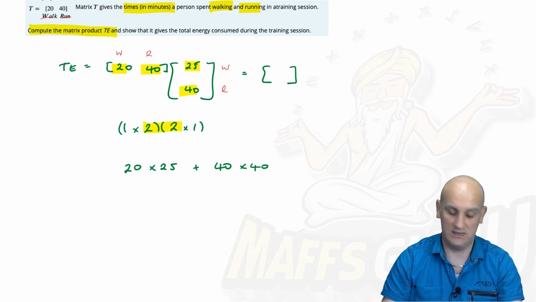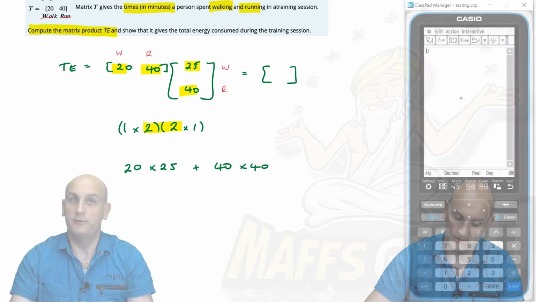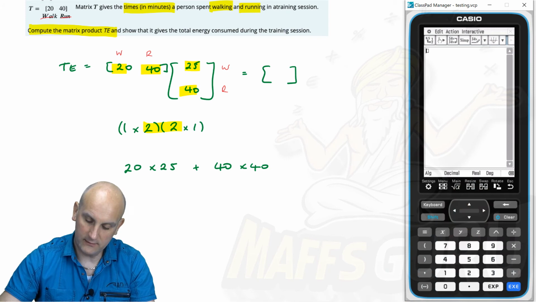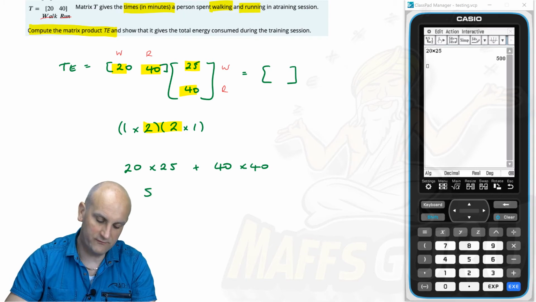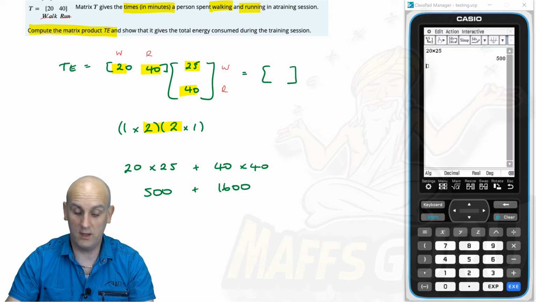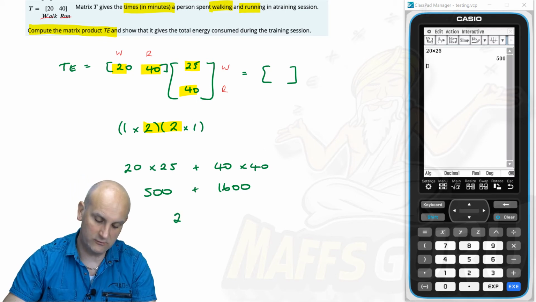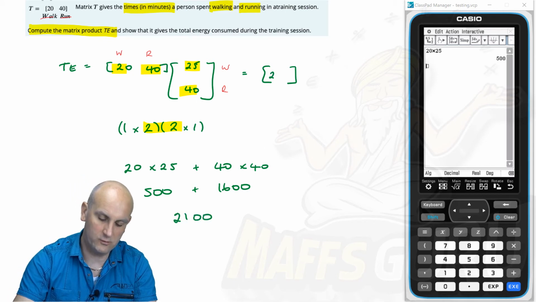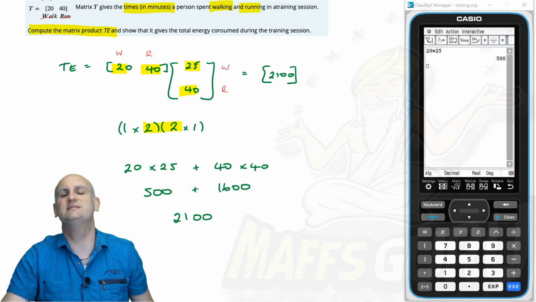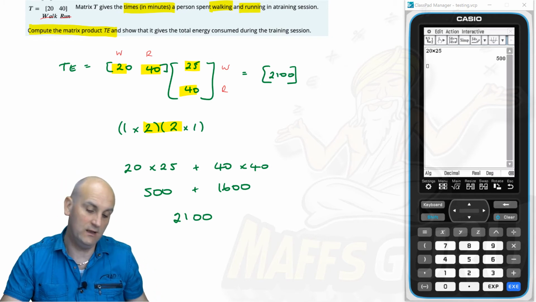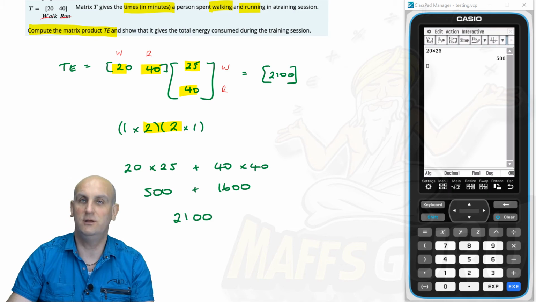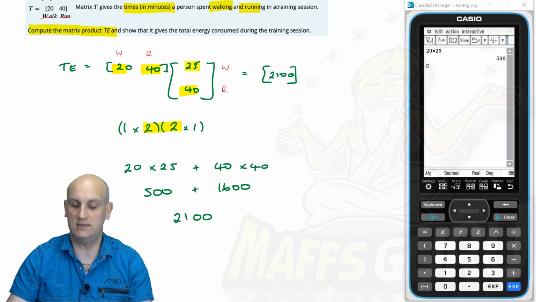So 20 times 25, whew, that's challenging. So firing up my calculator, what do we get? We get 20 times 25, which gives me the staggering value of 500, plus 40 times 40, I know, is 1600. I don't know why I would know that. Add those together, it gives me 2100. So 2100 goes inside my brackets, and that tells me the total energy consumed during my training session.